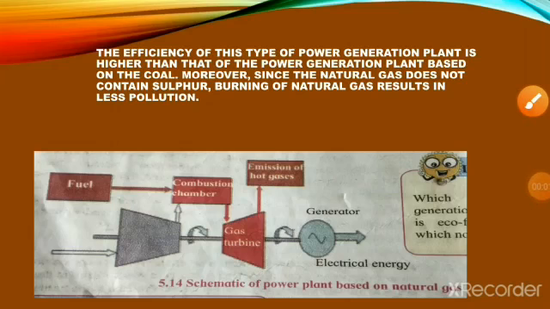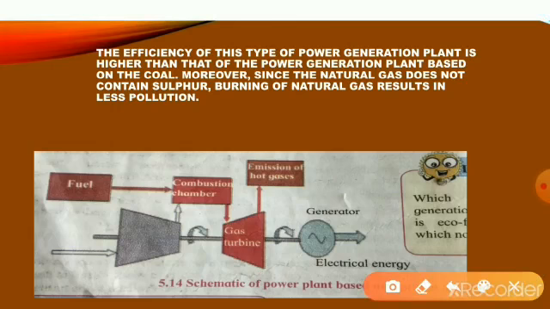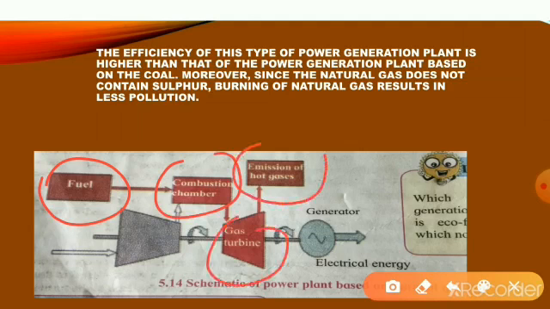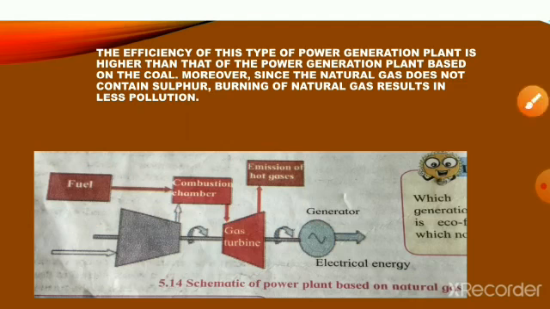Schematic diagram of power plant based on natural gas. We'll see here in the figure: this is the fuel, combustion chamber, gas turbine, then emission of hot gases, the generator is here, and electrical energy is produced here. The efficiency of this type of power generation plant is higher than that of the power generation plant based on coal. Moreover, since natural gas does not contain sulfur, burning of natural gas results in less pollution.